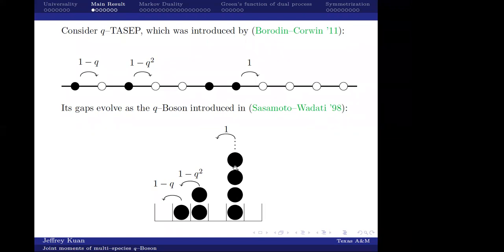So the gaps evolve as a q-boson. For example, here the gap is 1, so there's one particle here. Here the gap is 2, so there are 2 particles here. Here there's no gap, so there are no particles here. And here there are infinitely many. So you can have infinitely many particles occupy a site. In probability, this is sometimes called a zero range process.